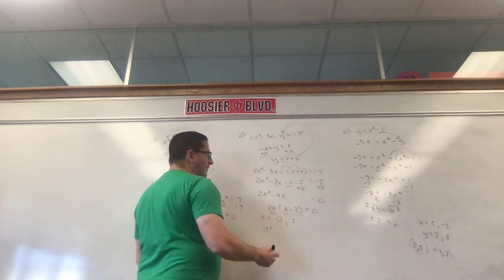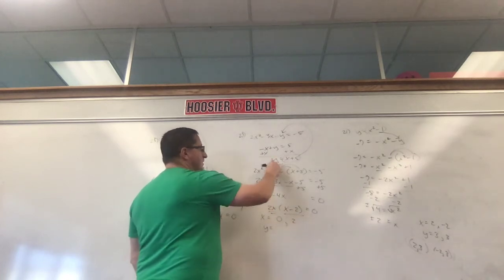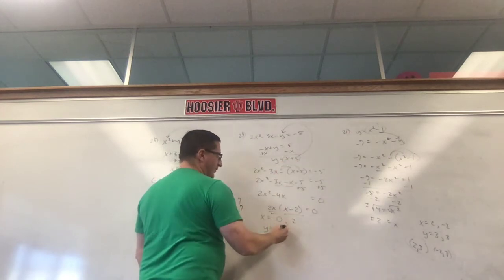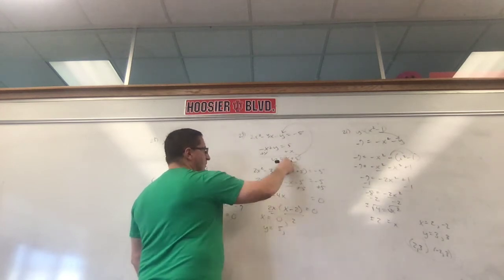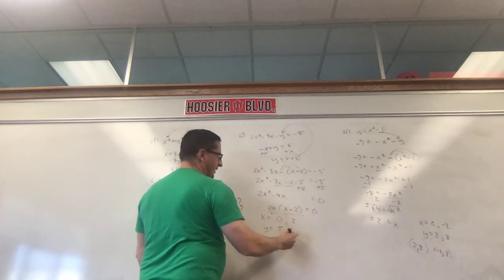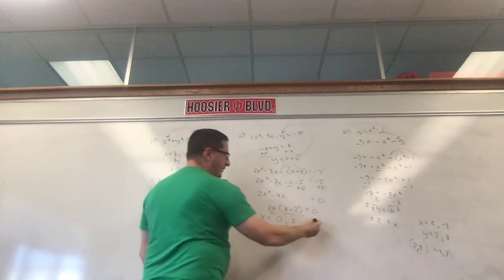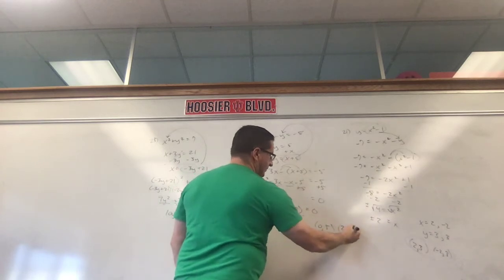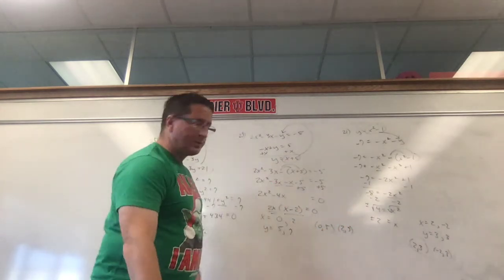We still have to find our y values. I'm going to use this equation right here. If x is 0, y is 0 plus 5. If x is 2, y equals 2 plus 5. So the answers are (0, 5) and (2, 7). Okay? Two more to go.